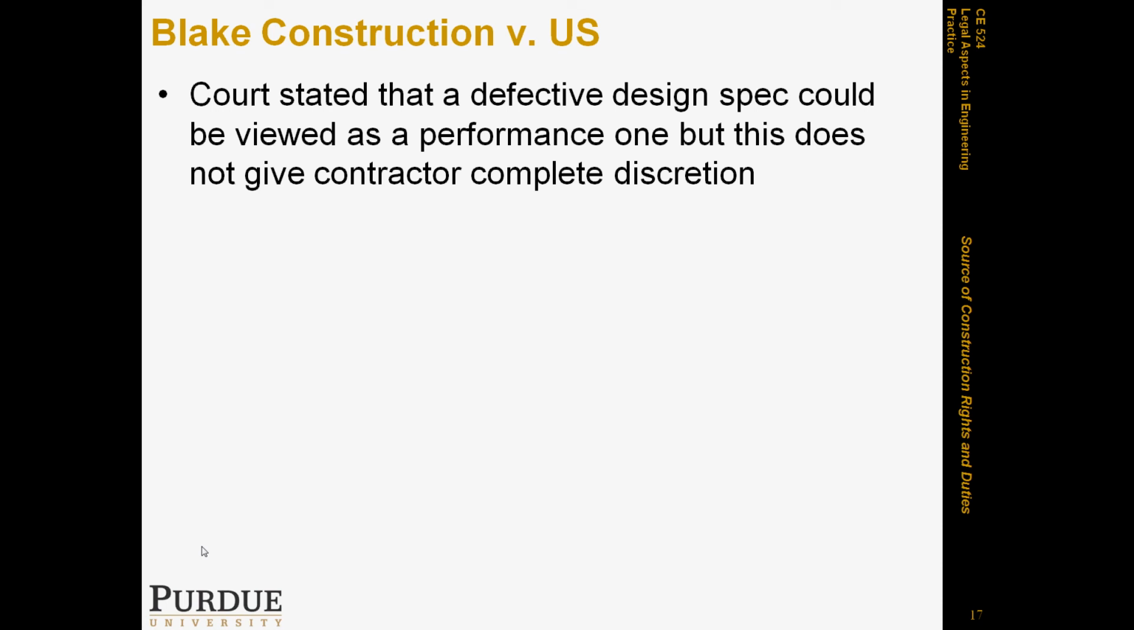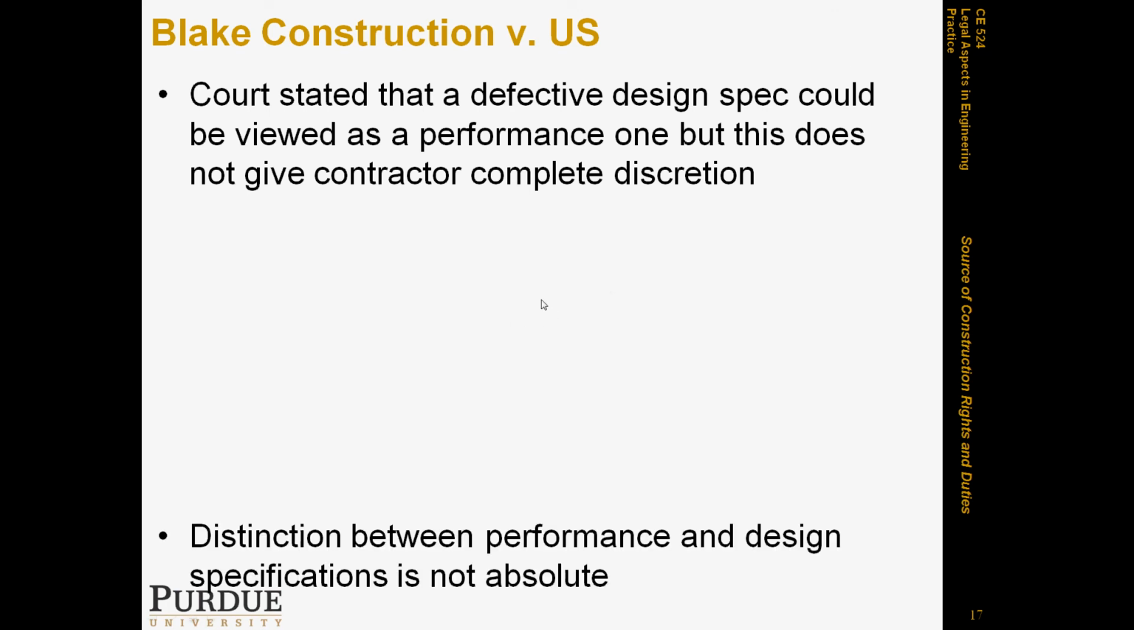So this is a kind of rule that we can get from this case. Let's say for example you have a design specification that has some major problem, and by virtue of your knowledge of the situation as a contractor, you can view it as a performance specification as a result of this defectiveness or infeasibility. So it's a design specification that's infeasible, but still that does not give you complete discretion in acting.